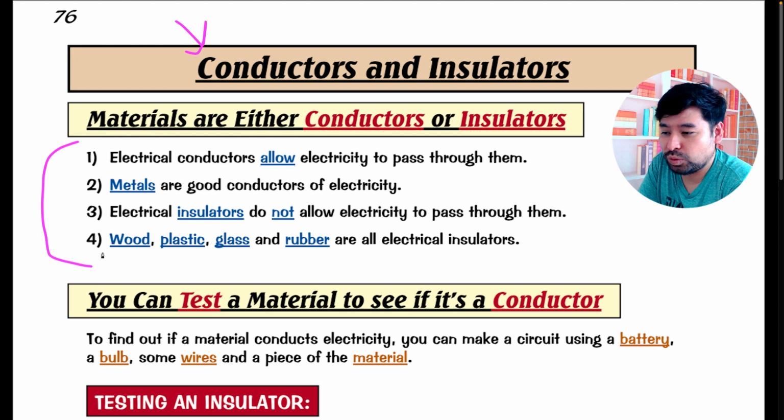And number four, wood, plastic, glass, and rubber are all electrical insulators. I mean, if you have anything made of these materials like wood, plastic, glass, and rubber, electricity will not go through. It's not a good conductor. Actually, it is not a conductor, it's an insulator. So that's why. You get it? Just to make things easy for you: allow, metals, insulators, not, wood, plastic, glass, and rubber.